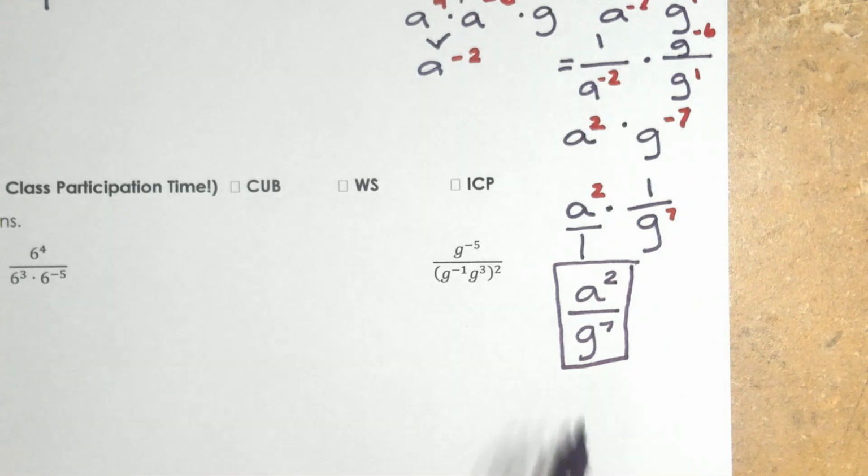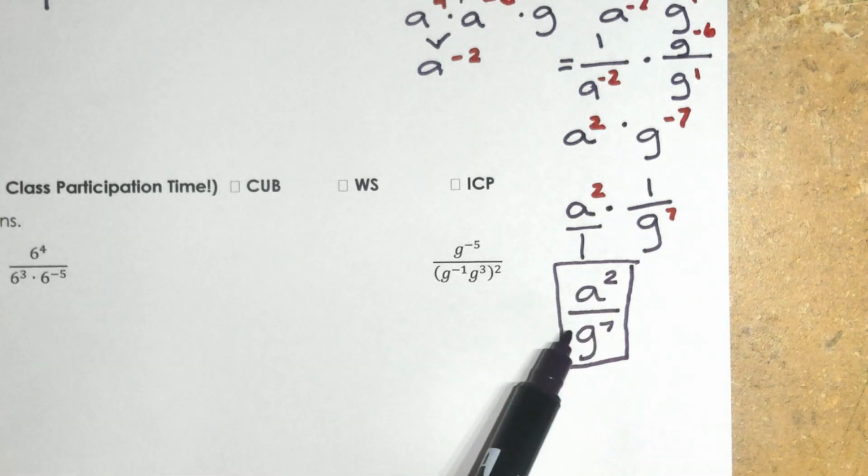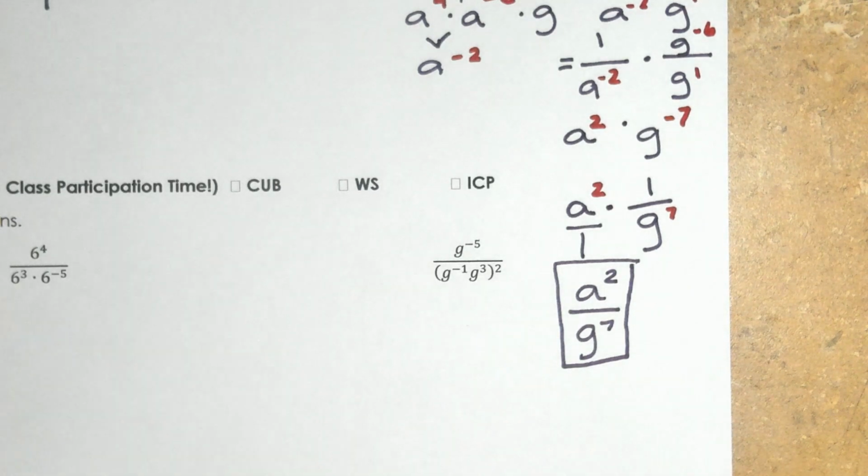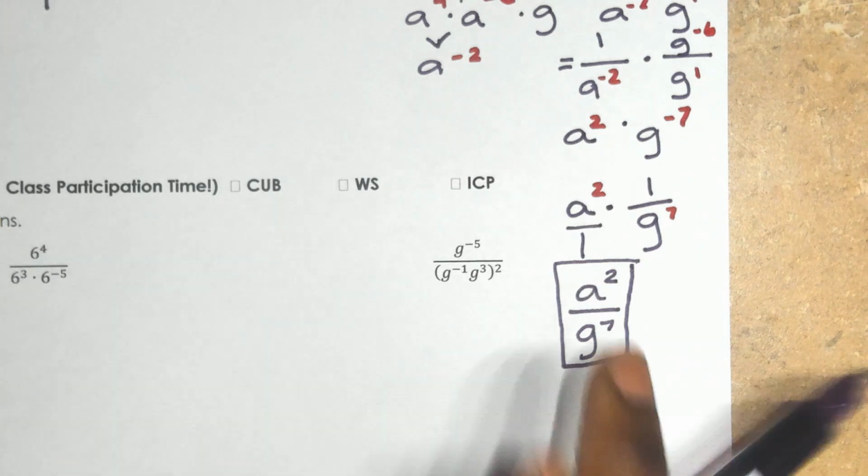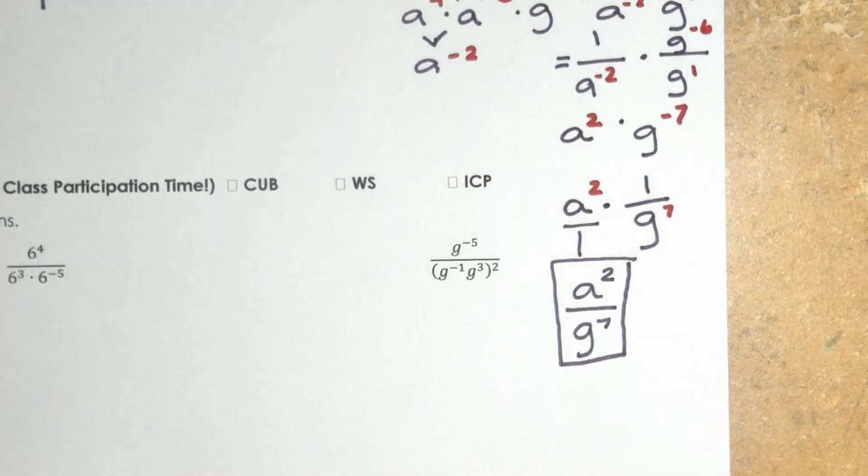I can't simplify this anymore because a and g are not the same base, so this isn't going to become a over g to the negative 5th or anything like that. No, this stays just as it is. This is as simplified as it gets.